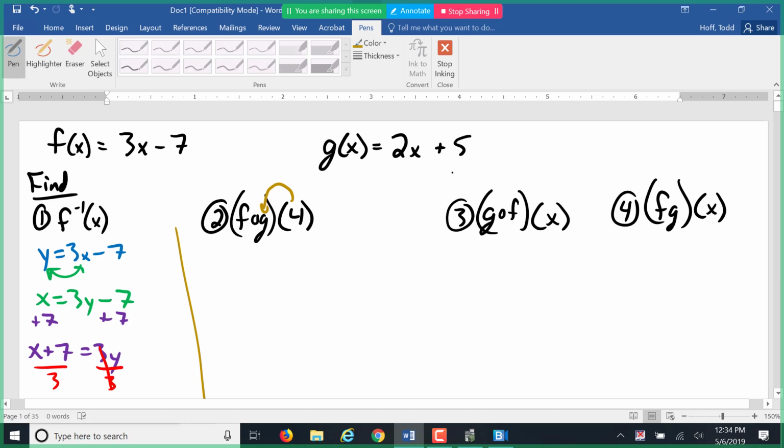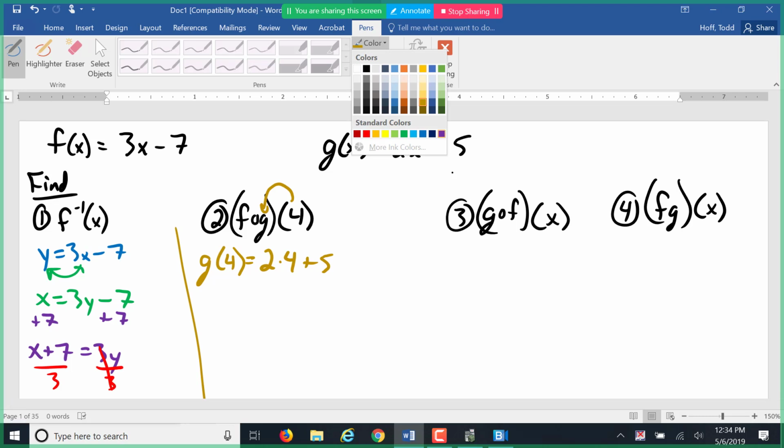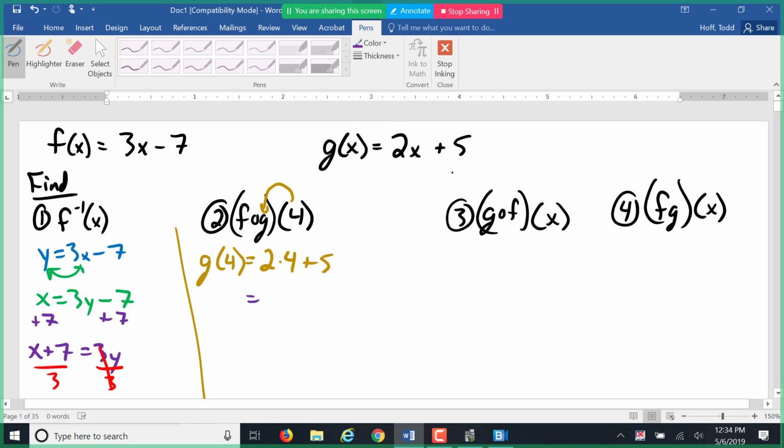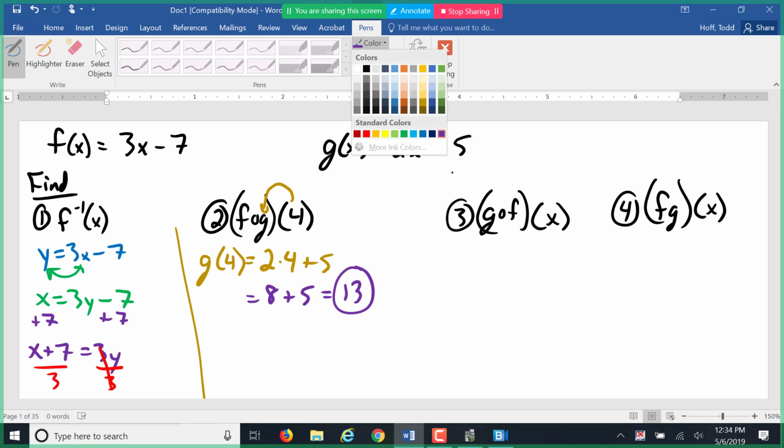So g of 4 is 2 times 4 plus 5. We put the 4 in for x in function g. 2 times 4 is 8, plus 5 is 13. So g of 4 is 13.